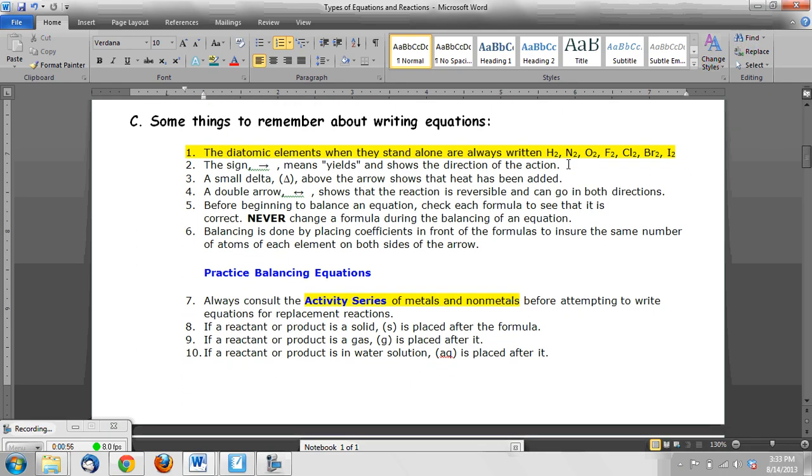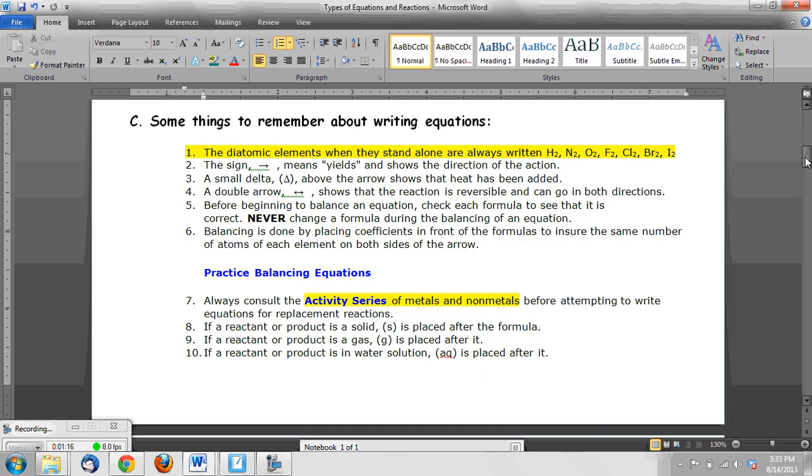One thing that I do want you to know are the diatomic elements, which I say are the big seven and hydrogen. If you look on the periodic table, you'll see that nitrogen, oxygen, fluorine, chlorine, bromine, and iodine are the big seven, and then hydrogen is the last one. Some of these other ones we'll get to in our next unit.